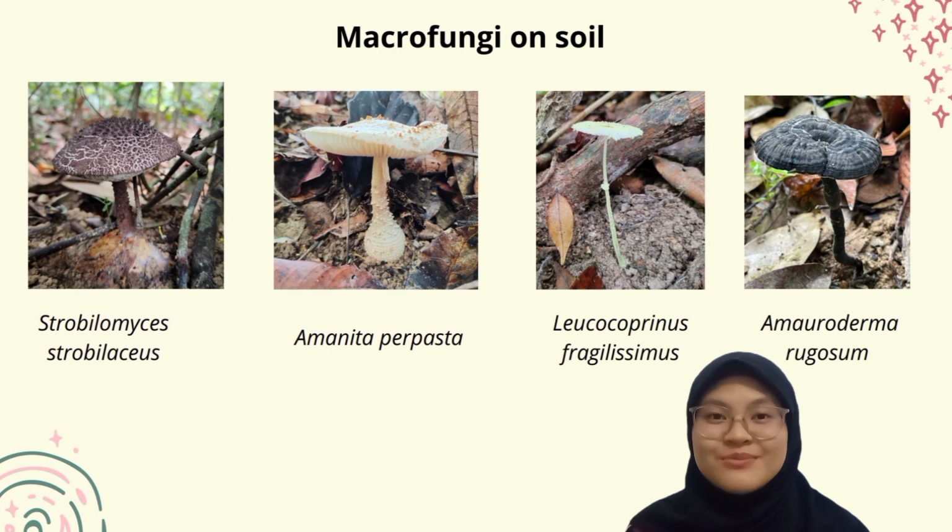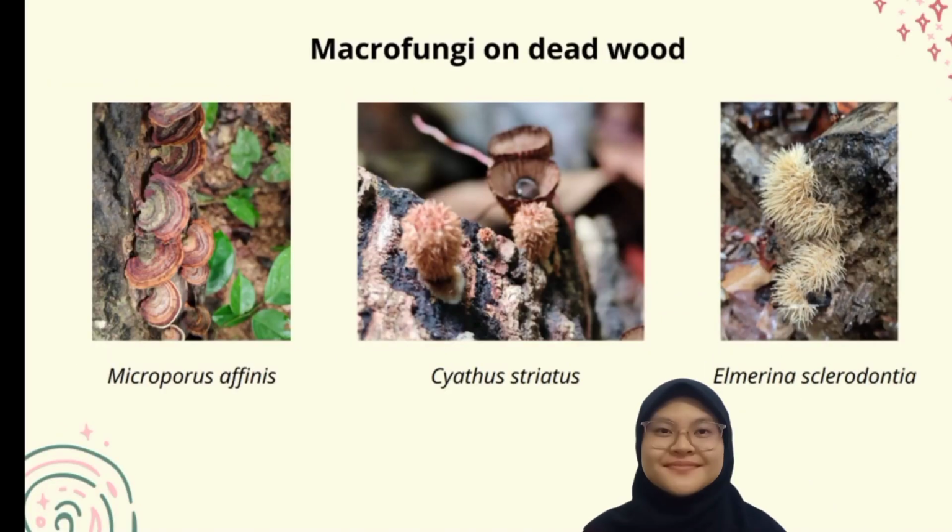Leucocoprinus fragilissimus is extremely fragile, and its fruiting body is thin and collapses a few hours after emerging from the soil. Its fruit body could not withstand hot and humid areas, contrasting to Amauroderma rugosum and Xylaria species. Both species are resistant to extreme conditions. Family Polyporaceae were abundantly found in dead wood.